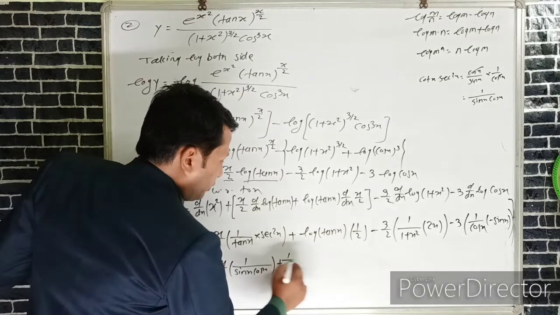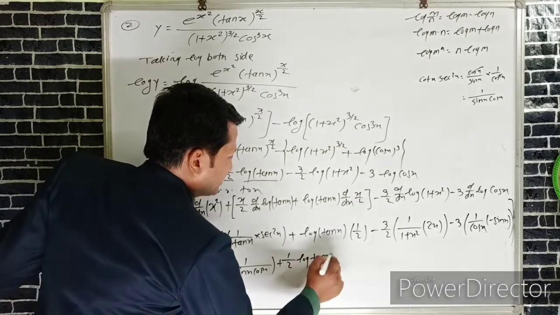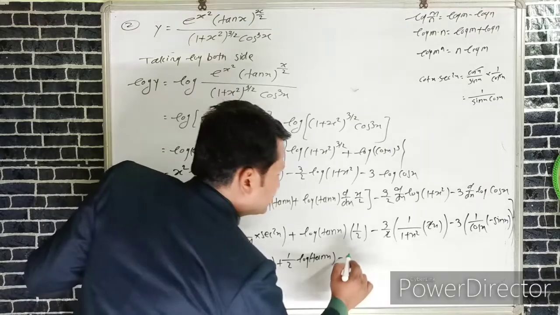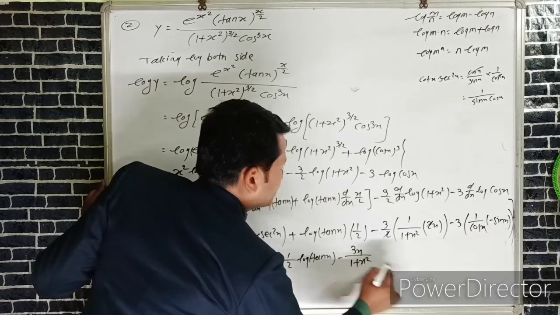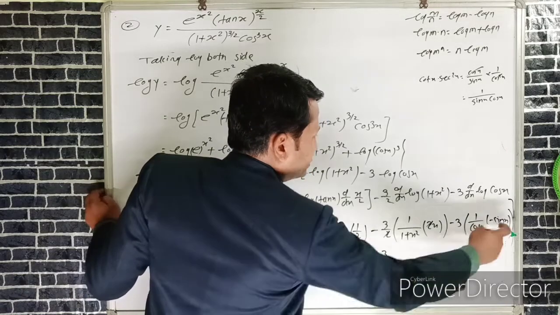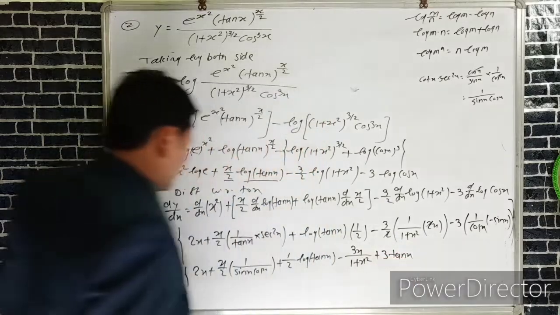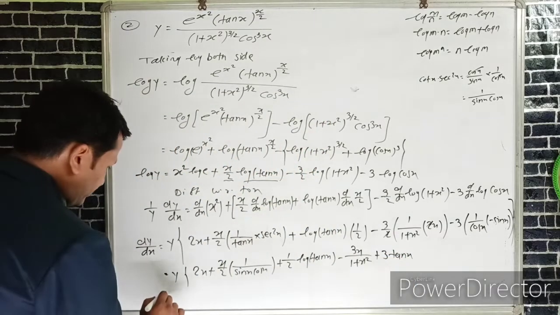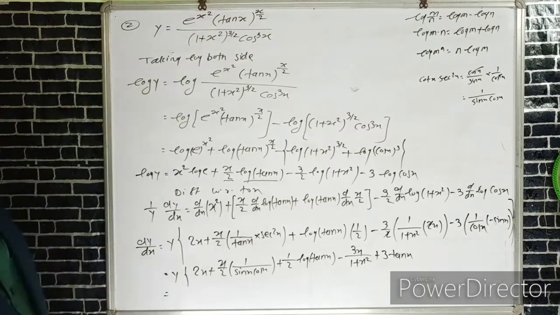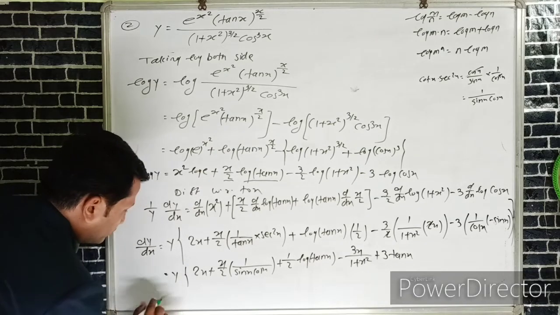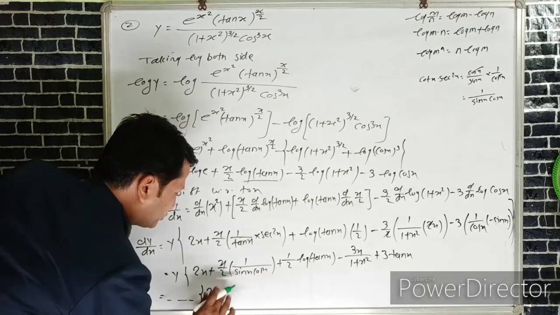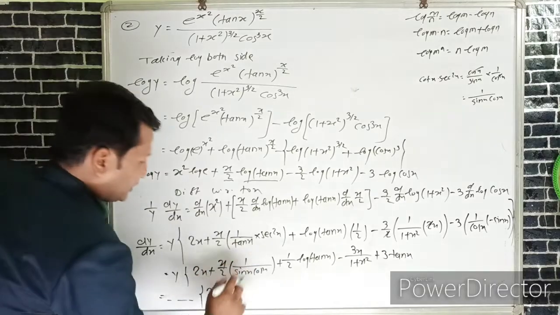Plus 1 by 2 log of tan x minus, here 2 cancels, 3x upon 1 plus x square, minus minus plus 3 into sin x upon cos x is tan x. Also we know that, put this value of y, e to the power x square into tan of x raised to the power x by 2 upon 1 plus x square, the value of y as it is, into 2x plus x into 1 is x.